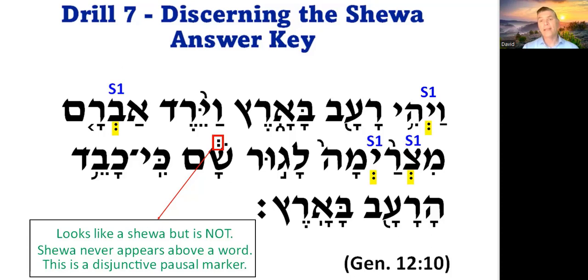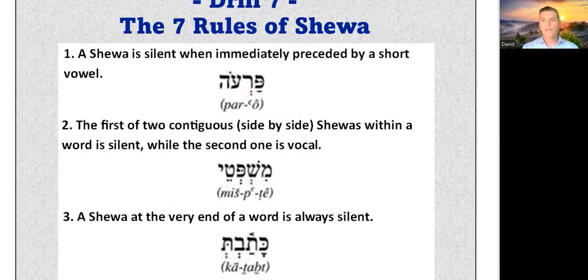I'm going to draw your attention to some additional links that appear beneath the lesson. One is for the 7 rules of Shewa. Another one is for a complete vowel chart. I'm not going to go through all of these. We've done this a number of times in previous lessons. I just want to draw your attention to S1.